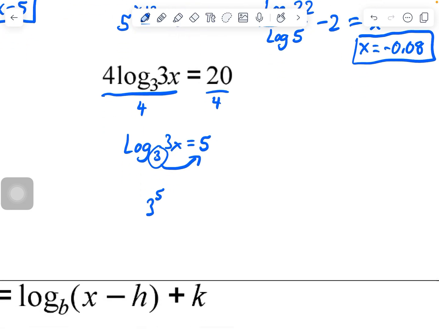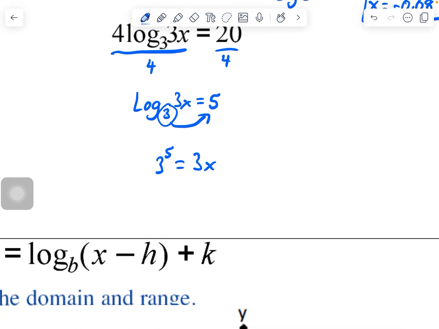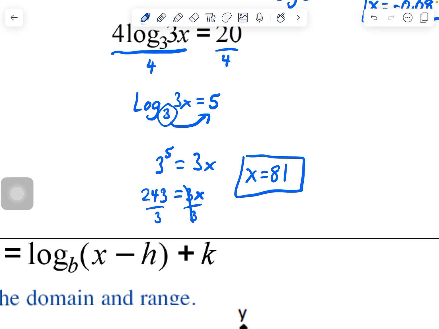So 3 to the 5th is equal to 3x. 3 to the 5th would be 3 times 3 times 3 times 3 times 3, so it ends up being 243. You can type that in your calculator. And then if we divide by 3, we get x equals 81, which makes a lot more sense.